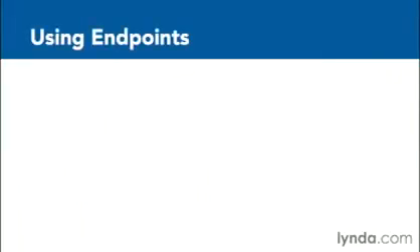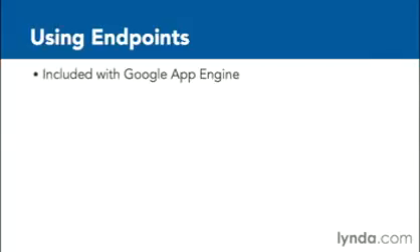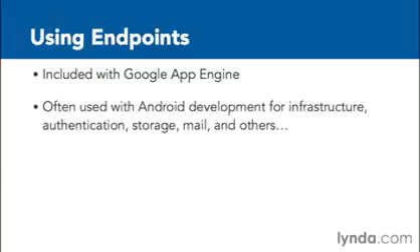Another compute capability available on the Google Cloud is something called an endpoint. An endpoint is an implementation of Google App Engine, so a partially managed compute under one or more virtual machines. It's most commonly used with Android development. It has a set of APIs around it that enable infrastructure access to core services like OAuth for authentication, Google Cloud Storage, Mail, and others.